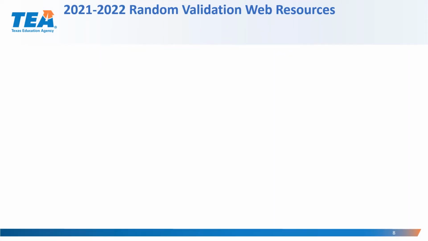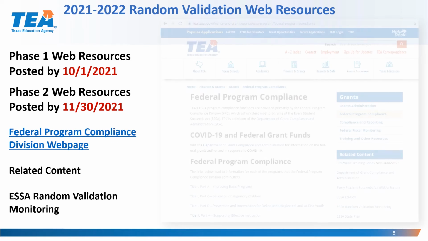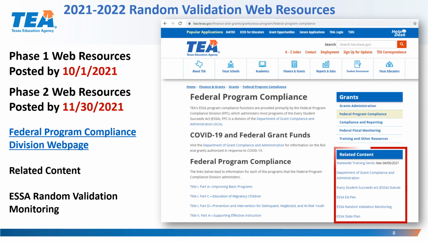All the resources for the 21-22 random validation process will be posted on the TEA webpage. Phase 1 web resources will be posted by October 1st, 2021, and Phase 2 web resources will be posted by November 30th, 2021. They will be posted on the Federal Program Compliance Division webpage under the Related Content section. You can click on the link ESSA Random Validation Monitoring to access all the resources.